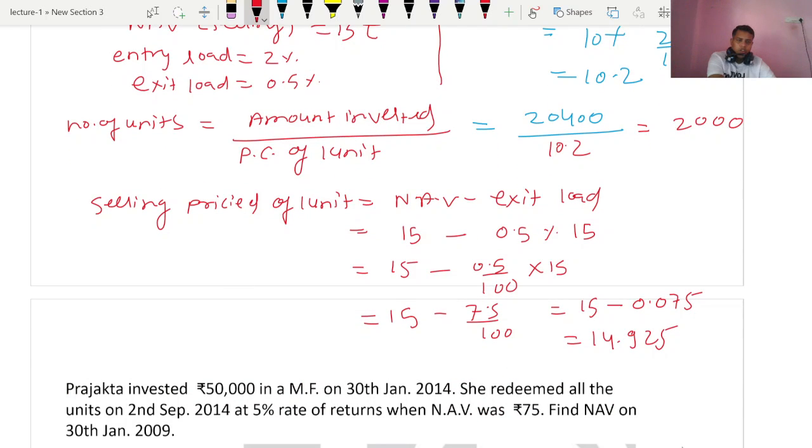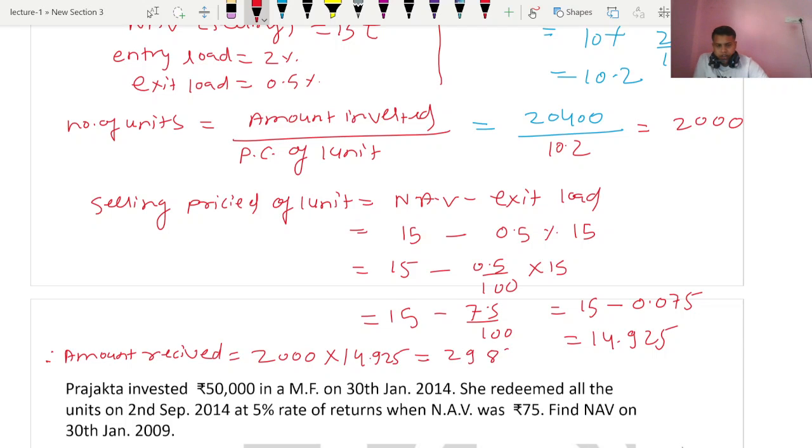The total number of units is what? 2000. So therefore, amount received will be, for one unit you are getting 14.925, so how much will you get for total 2000 units? 2000 into 14.925. So this will be equal to 29850. Okay.